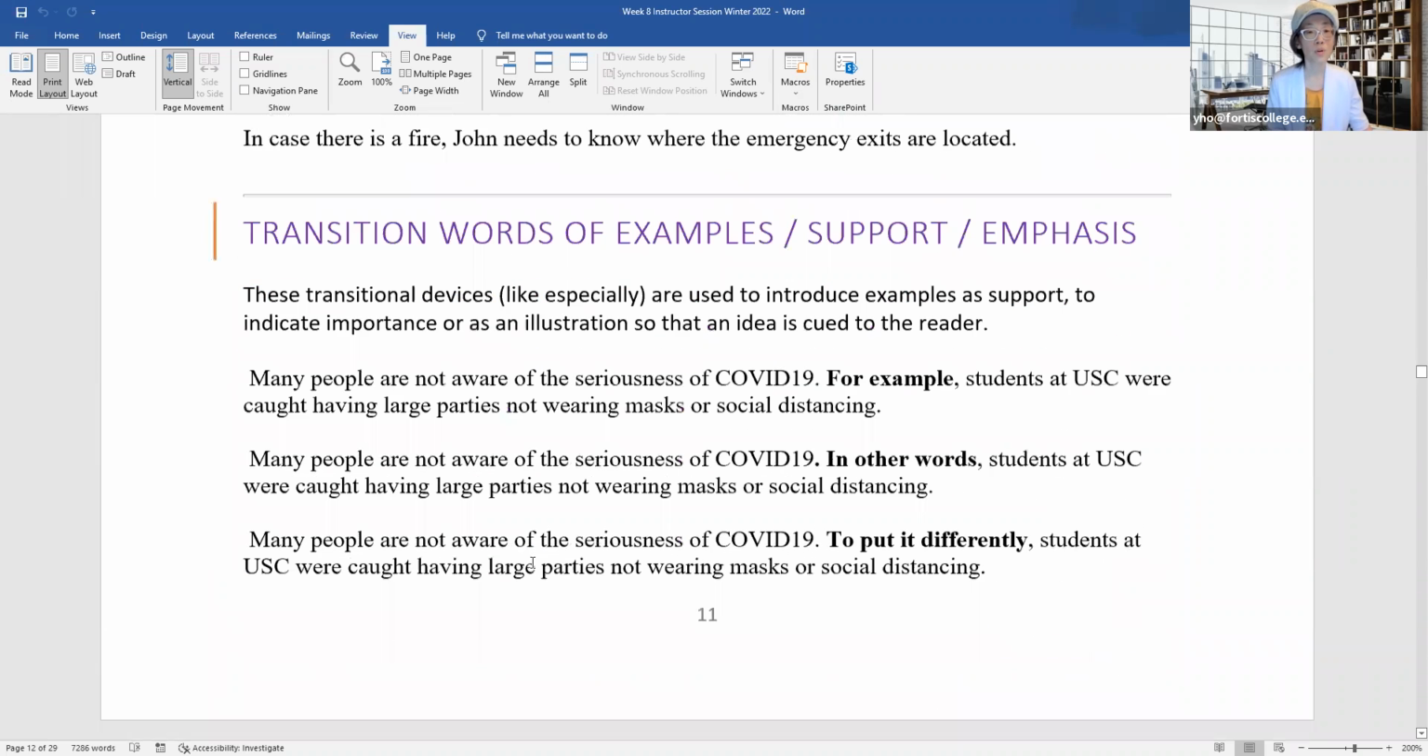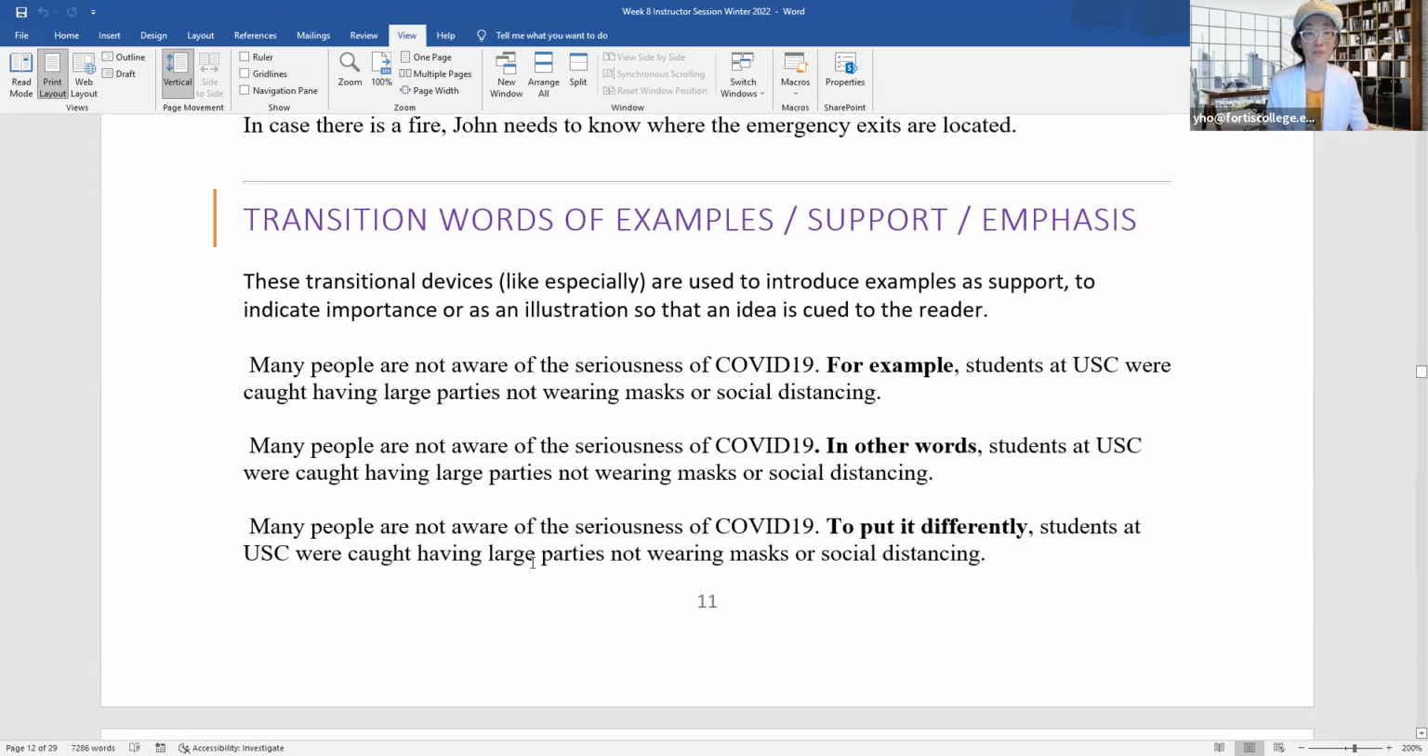Then you have transition words of examples, support, and emphasis. These transitional devices are used to introduce examples as support, to indicate importance, or as an illustration so that an idea is cued to the reader. Many people are not aware of the seriousness of COVID-19. For example, students at USC were caught having large parties, not wearing masks or social distancing. Many people are not aware of the seriousness of COVID-19. In other words, students at USC were caught having large parties.